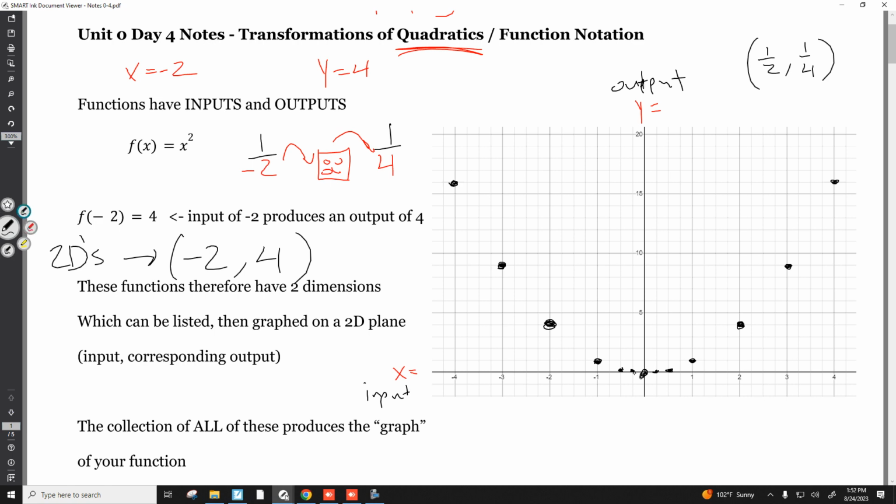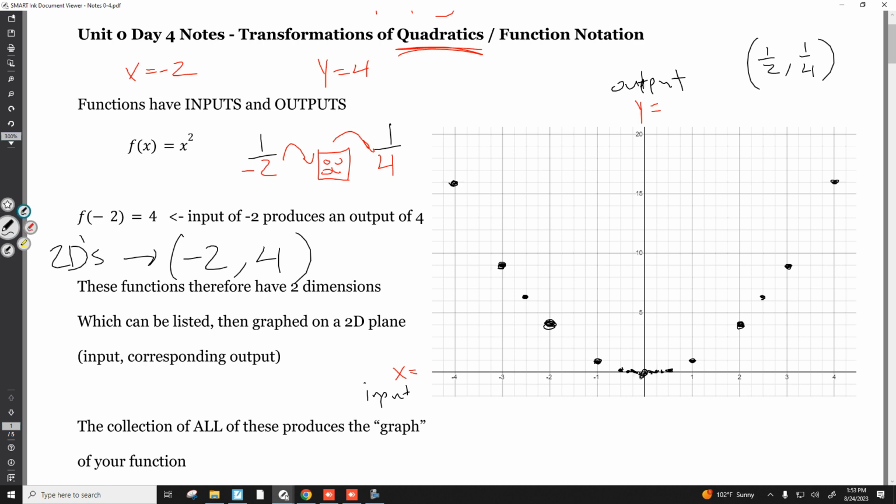2.5 and what? 6.25. 2.5, 6.25 is going to be right there. So obviously -2.5 and 6.25 would be right there. Great, keep going. 1/3 and a 9th. So that's right in between these two, right there. Okay, sure, we can do a 6 and a 36. That's another one right there. Okay, good. Thank you. 1/1000 and 1/10,000.